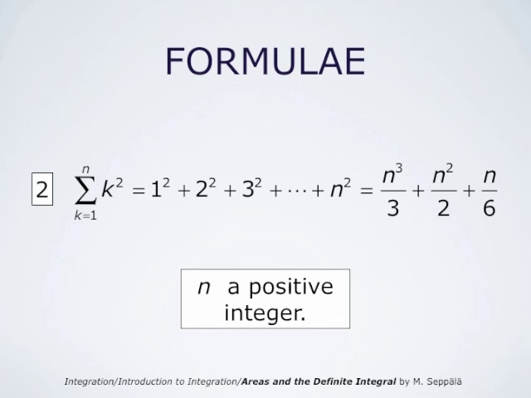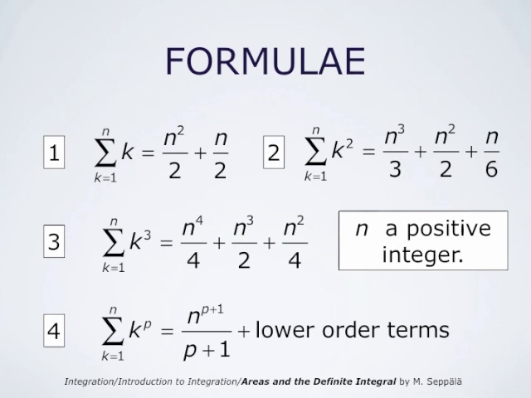In the computation we need the formula summation k from 1 to n of k squared, that is the sum 1 squared plus 2 squared plus 3 squared and so forth plus n squared equals n cubed over 3 plus n squared over 2 plus n over 6. This is valid for all positive integers n and can be derived by rather elementary considerations, which we will, however, not discuss in this video.